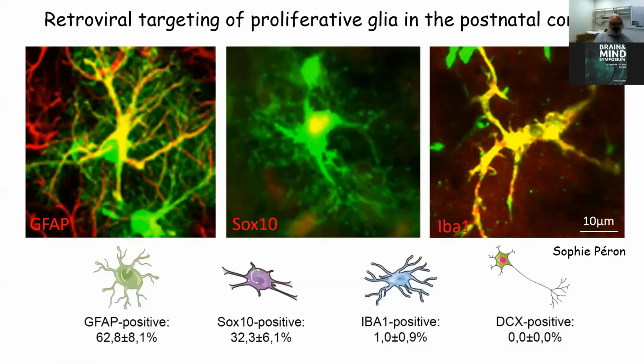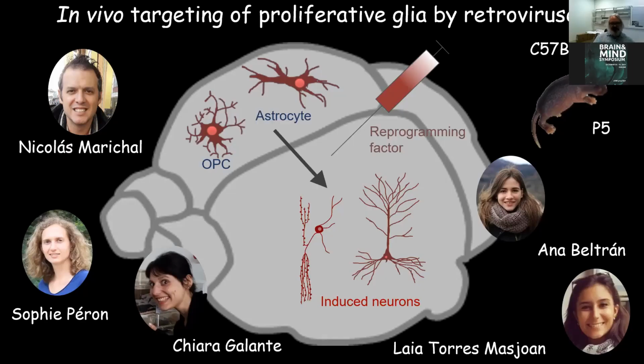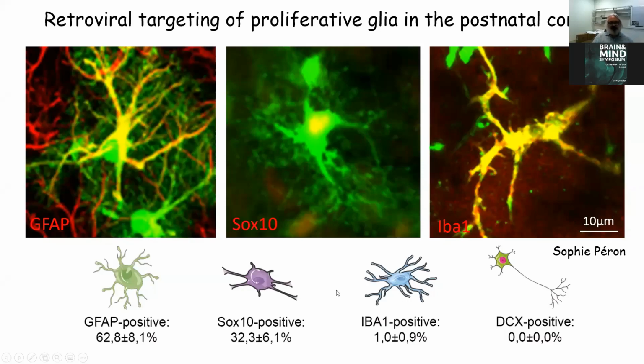Now, the first thing that we tested was, do we indeed transduce glial cells when we inject these retroviruses into the brain? The first analysis that we did was to see what glial cell populations are targeted, and the vast majority, at least when you inject a control virus, is cells that express either GFAP or SOX10. So suggesting that more than 90% of the cells belong to the astrocytic or oligodendroglial lineage.